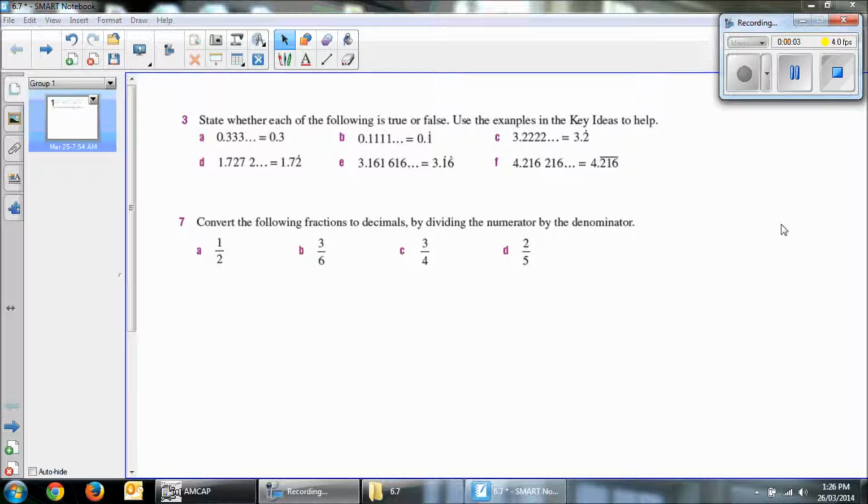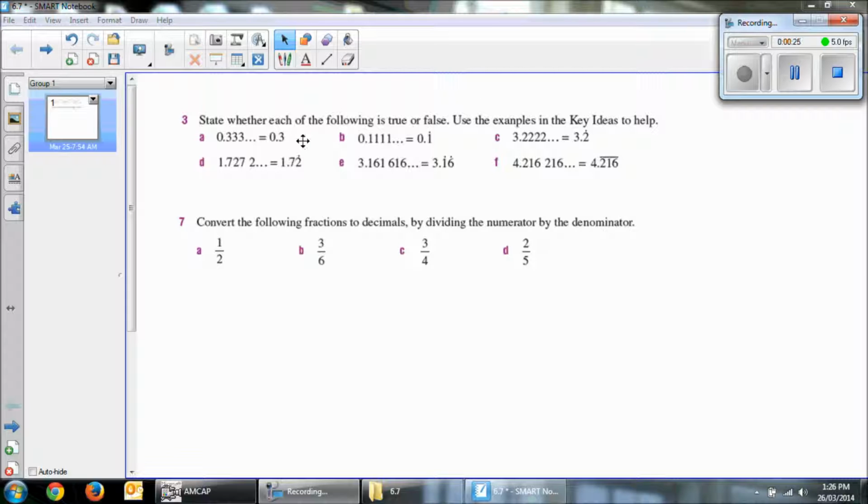Okay, so in this question 3, we're looking at a few true or false questions. State whether each of the following is true or false. Use the examples in the key ideas to help. All right, so if you're unsure of any of these, you need to go back to the key ideas and have a look. So 0.333 is equal to 0.3.